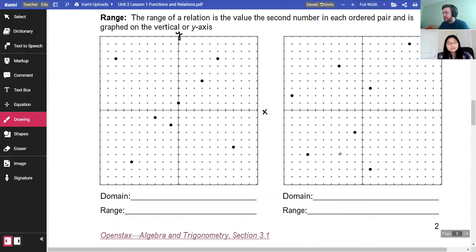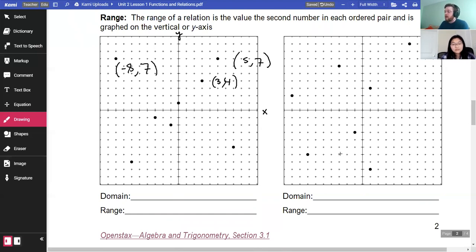This is 3, 4. It's telling you that there's a relationship between the numbers 3 and 4. This one is, what is that? That's going to be, I believe, negative 8, 1, 2, 3, 4, 5, 6, 7. But this one over here, it's 4, 5, 5, 7. Notice that 7 is being matched to twice by two different numbers. That's allowed in a relation.